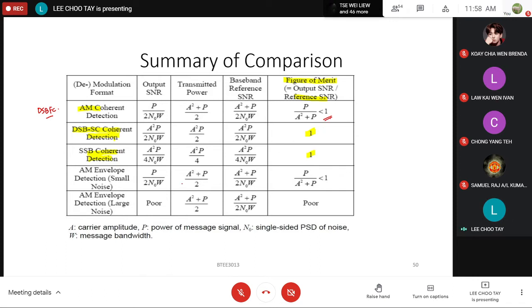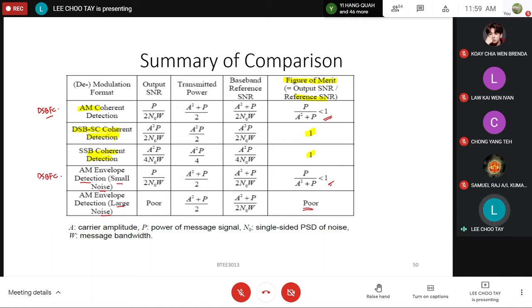Same thing if we use envelope detection to recover our full AM signal, or double sideband full carrier signal: the figure of merit is also less than 1. Again, this is for small noise, envelope detection with small noise in the channel. But if the channel has large noise, then you can expect the performance to be very, very poor.